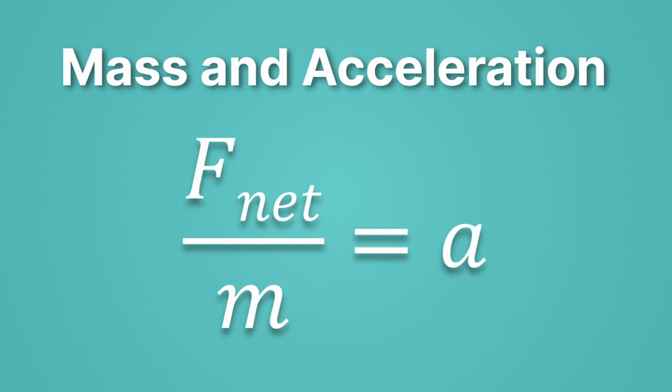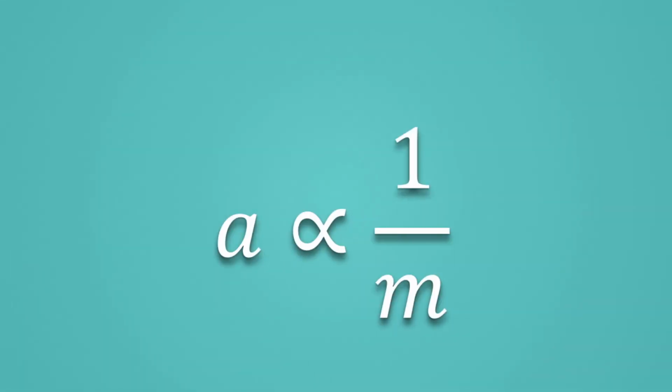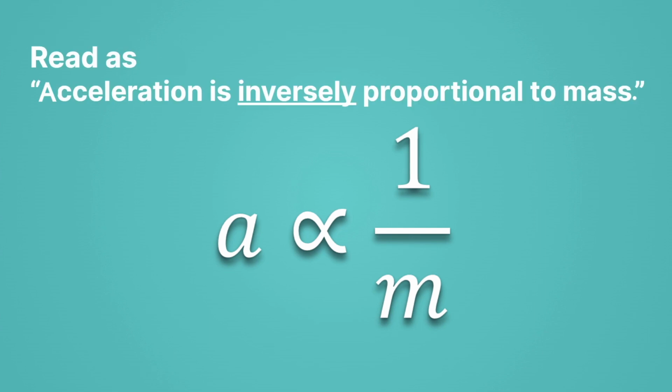Okay, that's called the denominator, and the bigger I make that m, the smaller acceleration is going to get. And we have a special way to express that. Acceleration is proportional to 1 over mass. Another way to read that is as acceleration is inversely proportional to mass. That means as mass goes up, acceleration goes down.